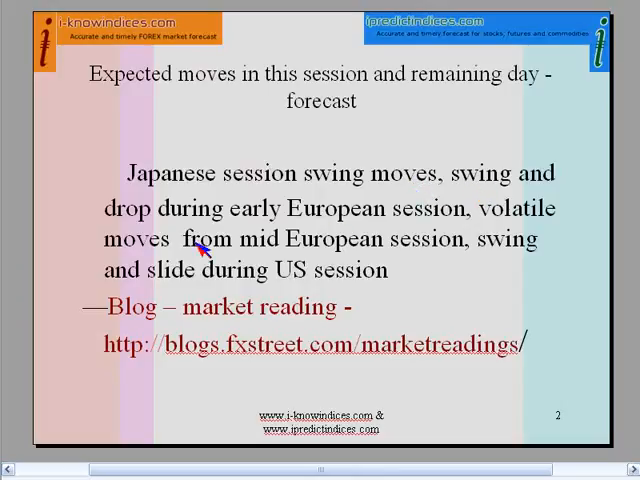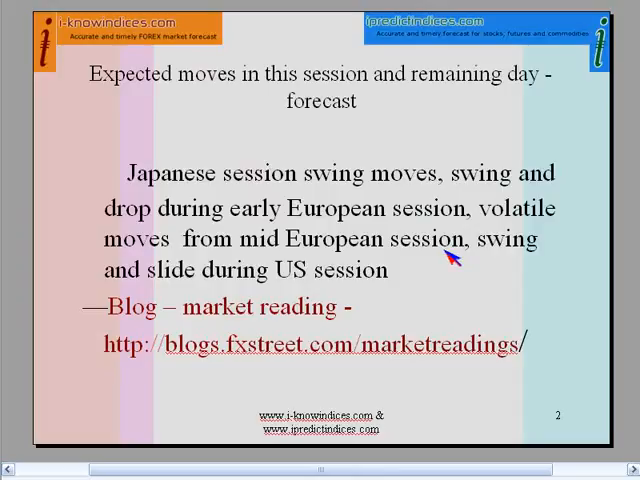Then during the European session, swings and drops are expected. There will be a nominal swing to start with during the gap time and the start of the European session, and quickly they will again drop and go towards the low set for the day. Then from the mid-European session, volatile moves are expected till the close of the European session.